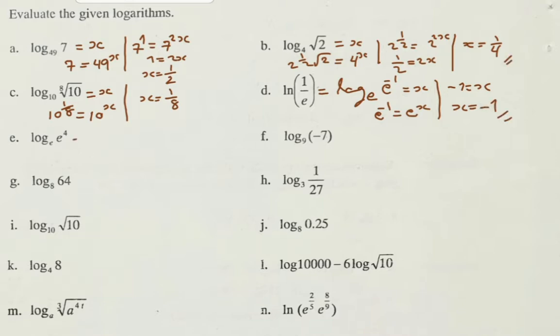E. Let it be x. So e to the power 4 is, in exponential form, e to the power x. The same base, therefore 4 is x. x is 4, the answer. F. If you notice, you cannot enter a negative value in log because the domain of log is positive numbers. So no answer, undefined.